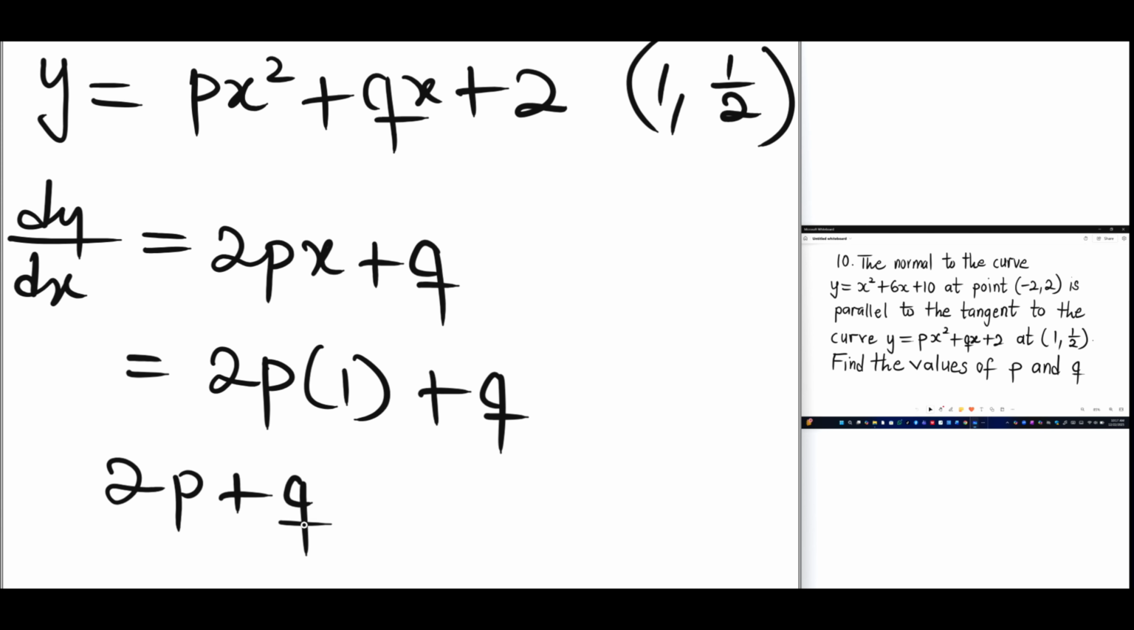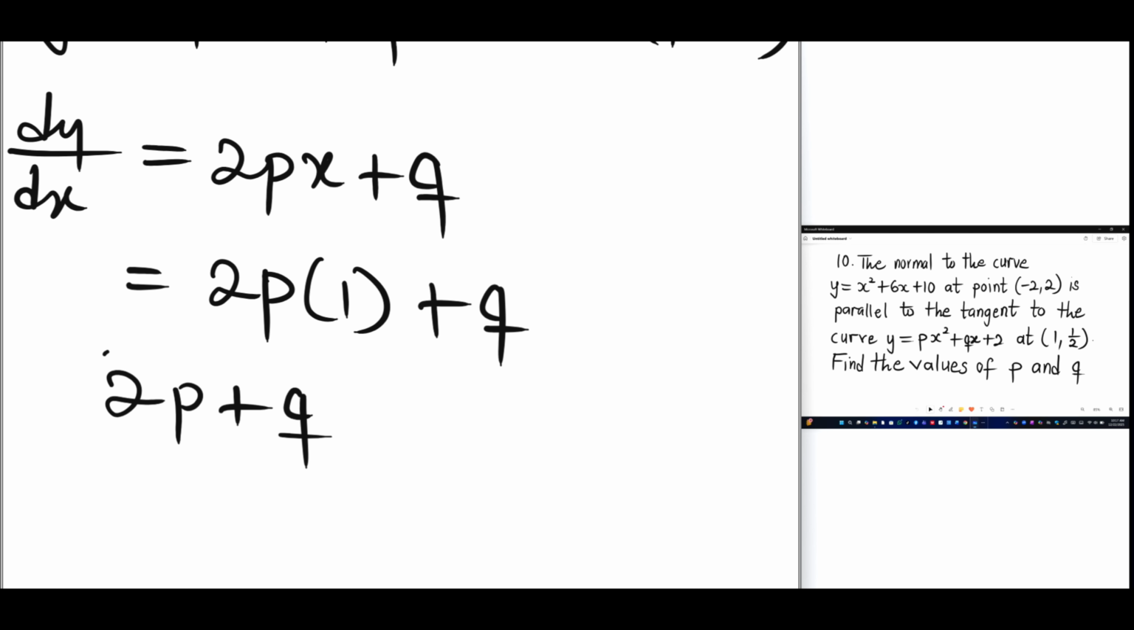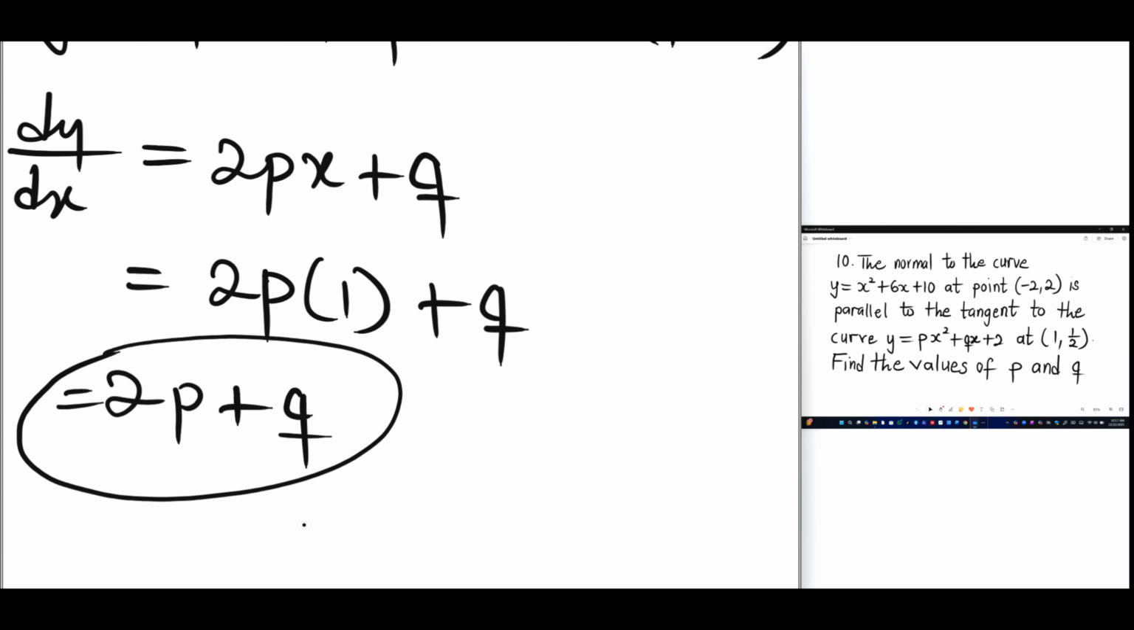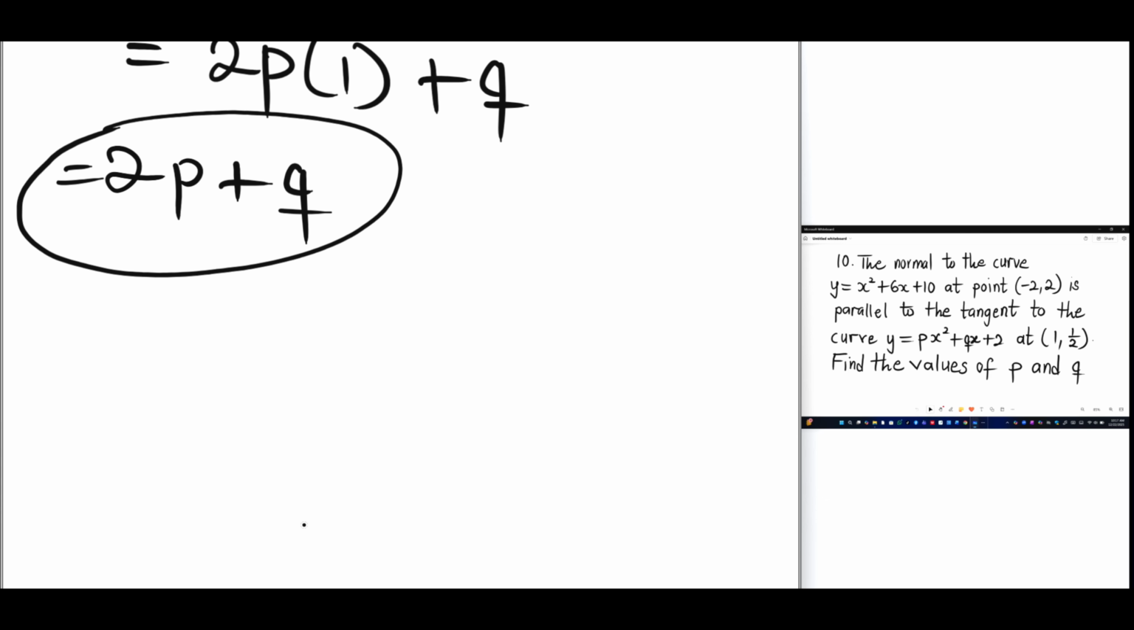Now let us look at the gradient of the tangent to the second curve, which is equal to 2p plus q. It is given that the normal to the first curve is parallel to the tangent to the second curve. So since they are parallel to each other, they have equal gradient.